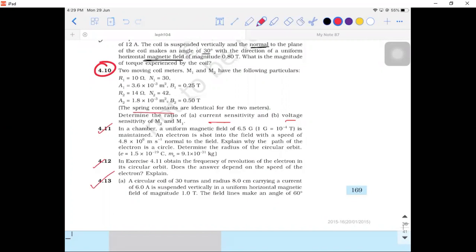So how do you define current sensitivity? Deflection per unit current. Deflection per unit current is the basic definition of it. How do you write it in terms of the physical parameters like the number of turns, spring constant, all those parameters? NBA by K. It's going to be NBA divided by K. So can you solve it immediately and tell me what is going to be the answer?